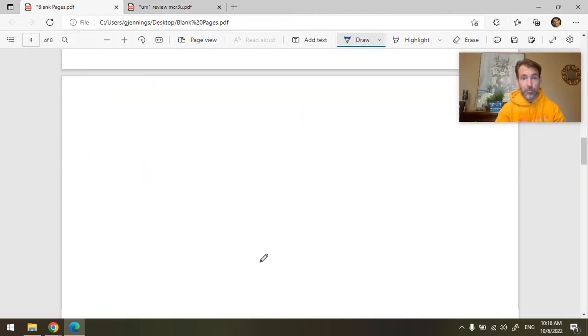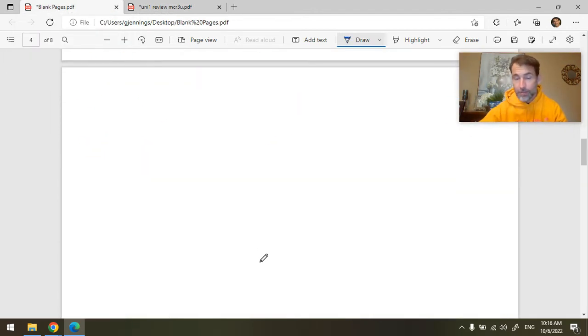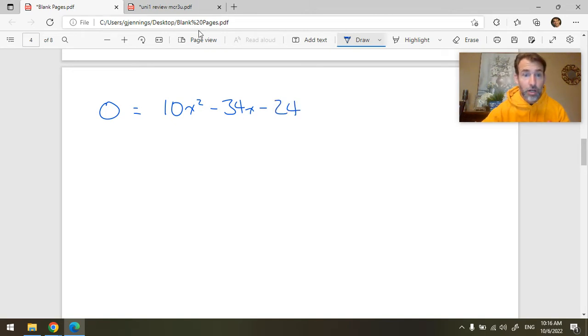So I go ahead and get myself some blank paper. 0 is equal to 10x squared minus 34x minus 24. And then I check my copying, and yes, it's indeed correct. And then the first thing that I do, and I've been told I can solve this one by factoring. So factor it.